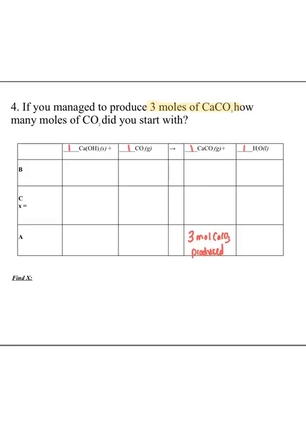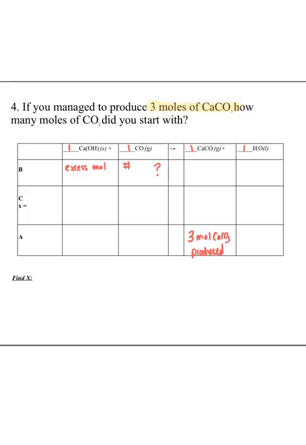How many moles of CO2 did I start with? So now I want to know how much of this I started with. Okay, so let's fill in what we know. If we're looking for some number in this box and they don't mention CaOH2, that means it is my excess. So I have excess of this one.